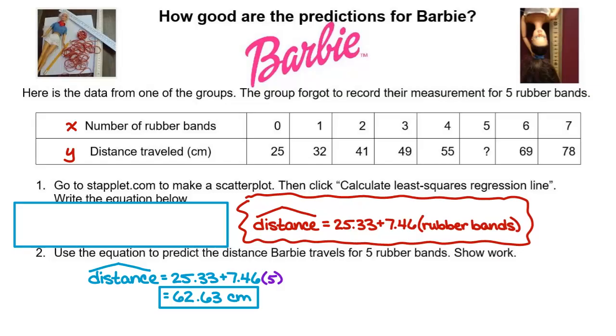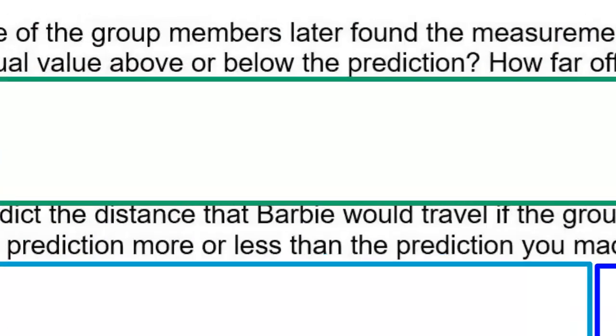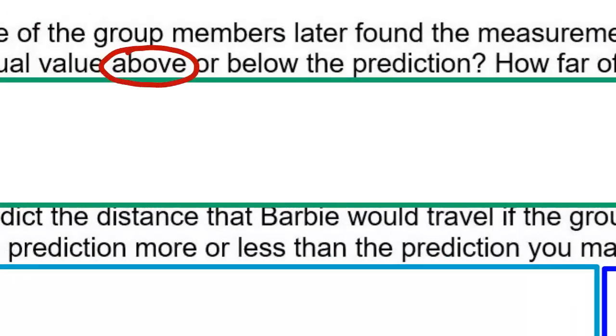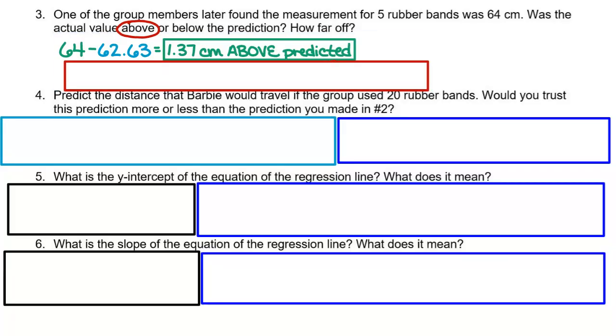One of the group members later found their measurement for 5 rubber bands was 64 centimeters. Was the actual value above or below the prediction? Above. The actual value was above the prediction. How far off was it? 1.37. So we had 1.37 above the predicted.